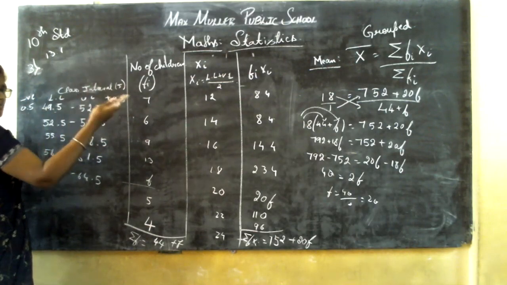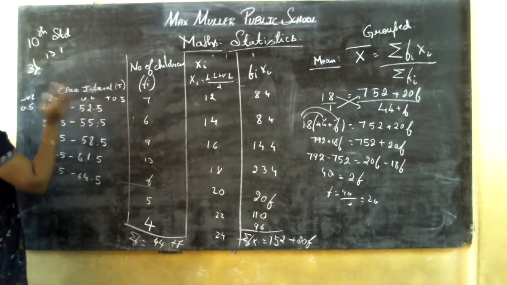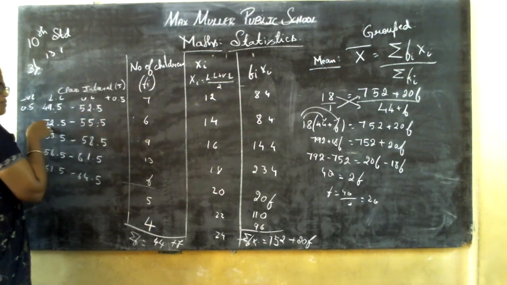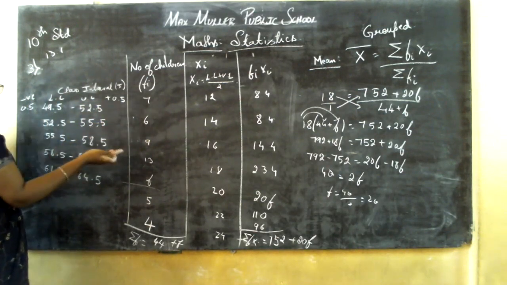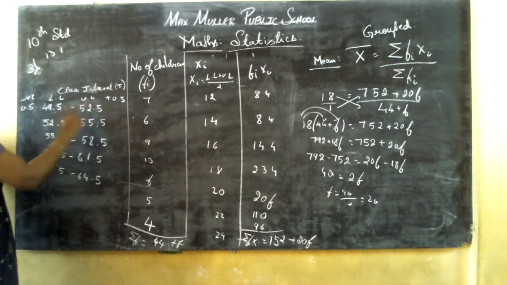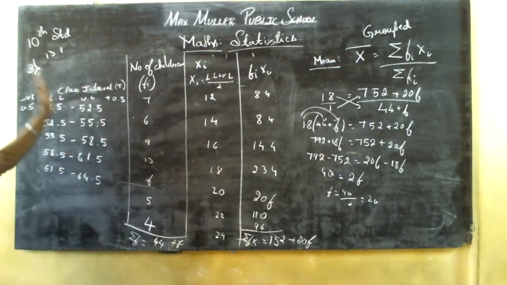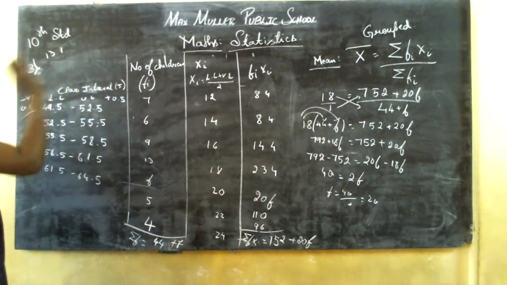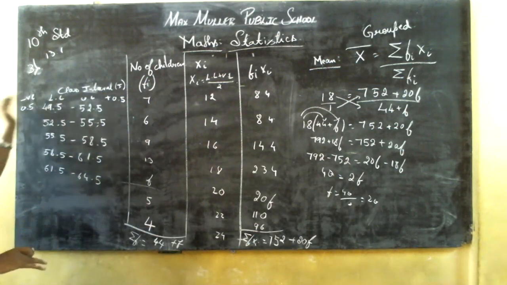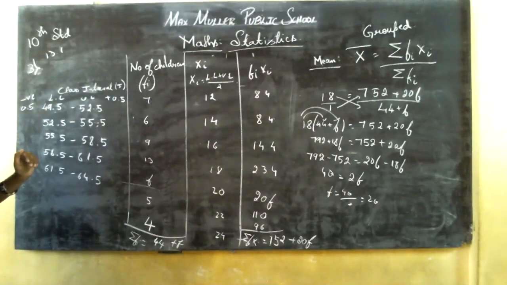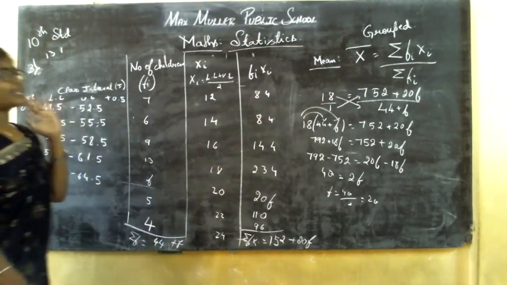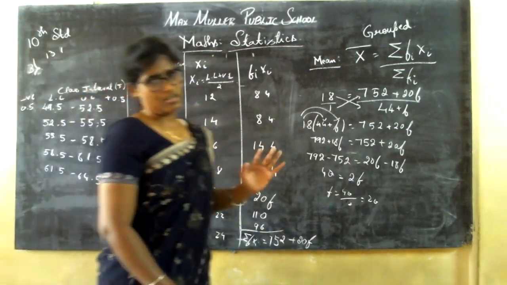If the difference between these two is 3, then you subtract 1.5 and add 1.5. Subtract 1.5, add 1.5. Like that, you see the difference between the upper limit and the lower limit, and then subtract from the lower limits and add to the upper limits. So you get a continuous class interval. This completes the topic of mean.